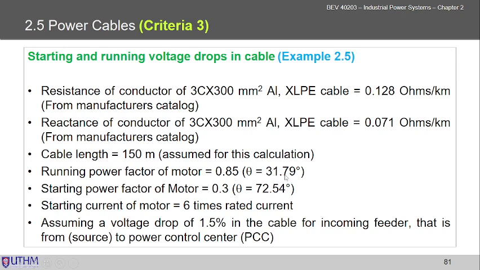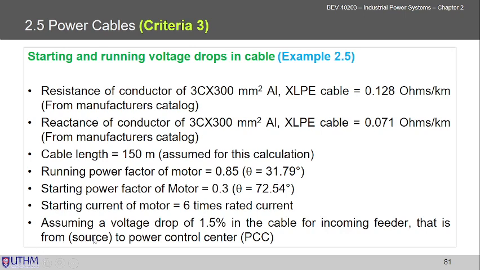That means the theta is 31.79. You can calculate the theta because the theta is the arccos of 0.85. During starting, the power factor is lower, 0.3, so the theta is 72 here. And during starting, the current is also 6 times the rated current. Then assume a voltage drop of 1.5 in the cable of the incoming feeder.